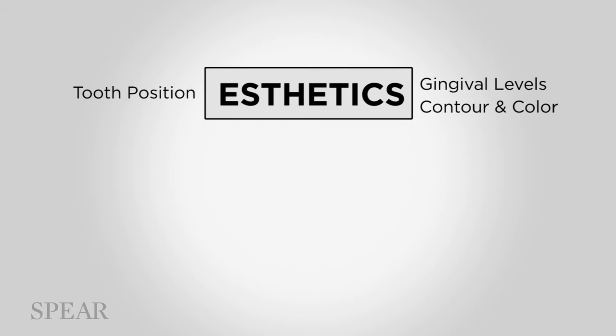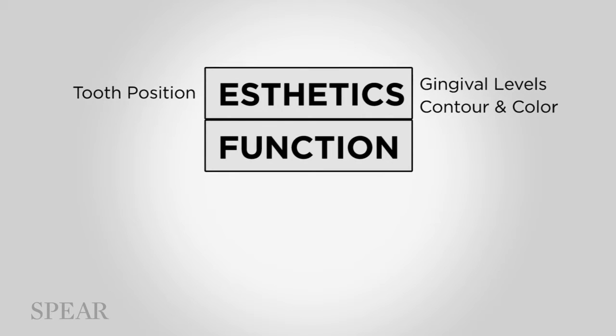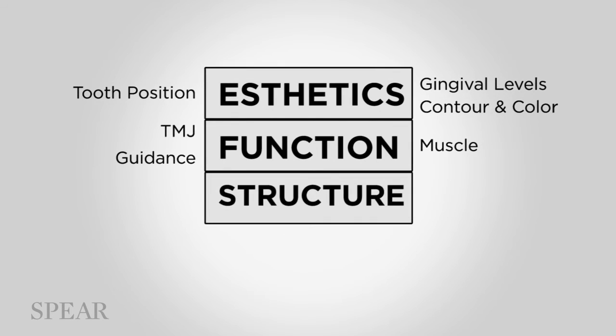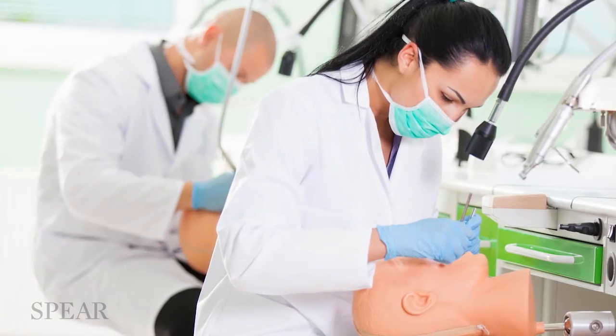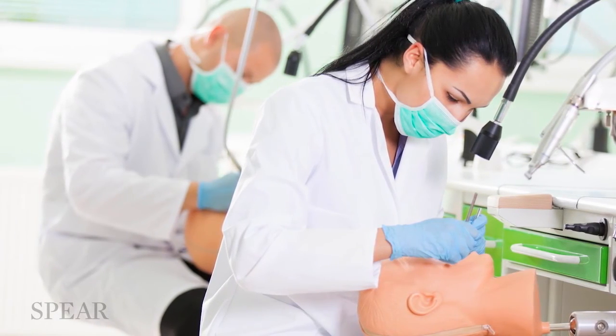Next, we want to understand and appreciate the function. And so we need to evaluate things like the jaw joints, the patient's guidance, how the muscles are doing, how the patient is functioning. After that comes structure. And when we're thinking about structure, really we're identifying teeth that need to be restored and then figuring out what we're going to use to restore those teeth. And that's really stuff that we learned pretty well in dental school.